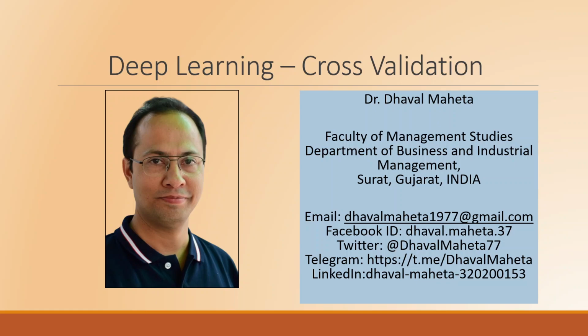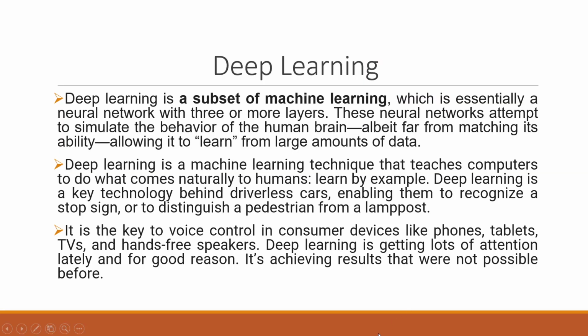This is Dr. Dhaval Maheta, and today we will understand how to cross-validate the data using a deep learning algorithm in RapidMiner. So, deep learning is a subset of machine learning, which is essentially a neural network with three or more layers. These neural networks attempt to simulate the behavior of the human brain, albeit far from matching its ability, allowing it to learn from large amounts of data.